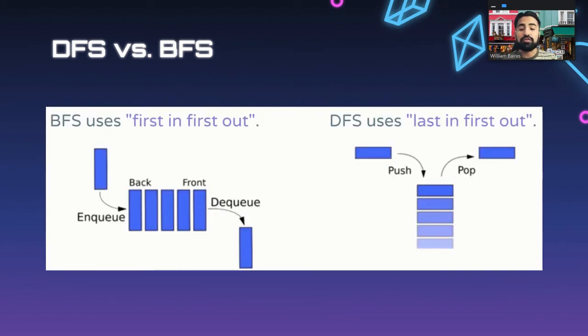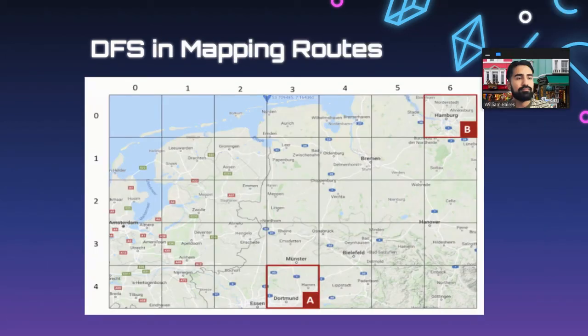And as we saw in the pseudocode, another big difference is the structures we can use to implement these searches. So DFS will be using the stack, and then BFS will be using the queue.